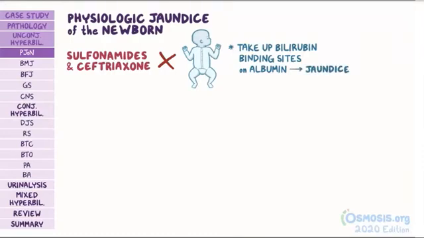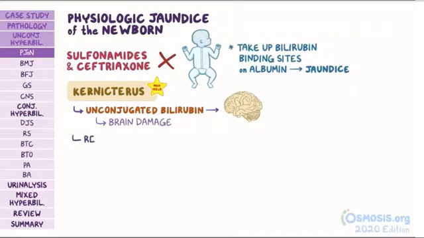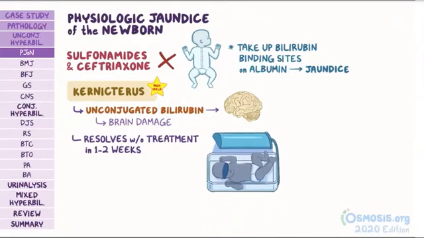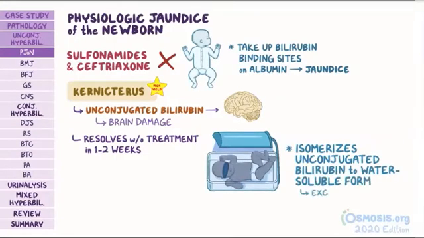Usually, this is a totally benign condition, but kernicterus can occur when large amounts of unconjugated bilirubin start to deposit within the brain, causing brain damage. Even though physiologic jaundice of the newborn typically resolves without treatment in 1 to 2 weeks, babies that require therapy are usually treated with non-UV phototherapy, which isomerizes unconjugated bilirubin to a water-soluble form that can be excreted by the body.